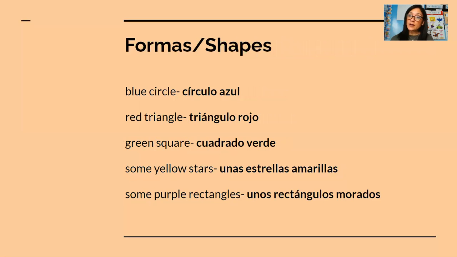Looking at shapes, formas, blue circle, círculo azul, red triangle, triángulo rojo, green square, cuadrado verde, some yellow stars, unas estrellas amarillas, some purple rectangles, unos rectángulos morados. Muy bien.